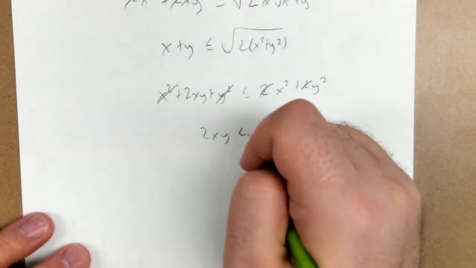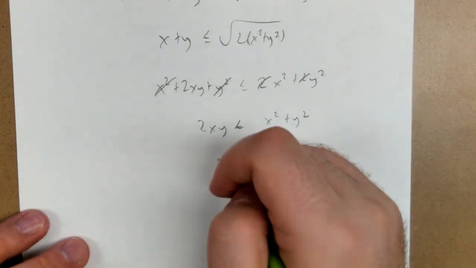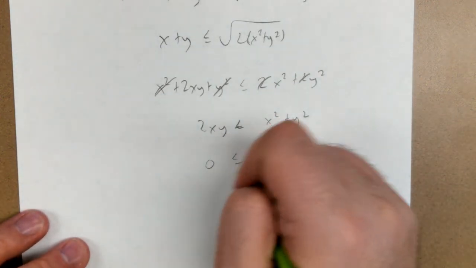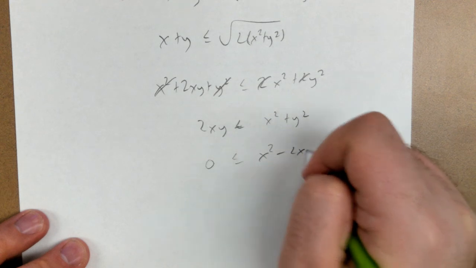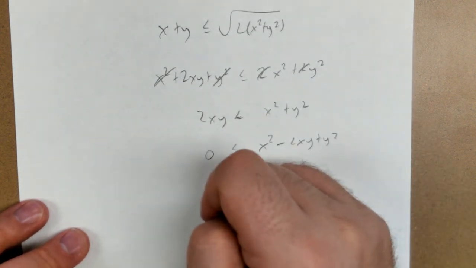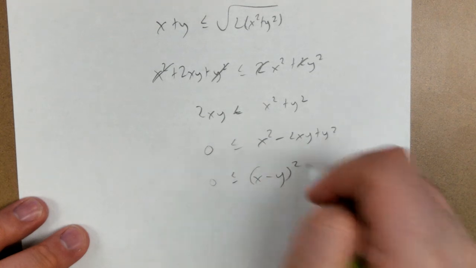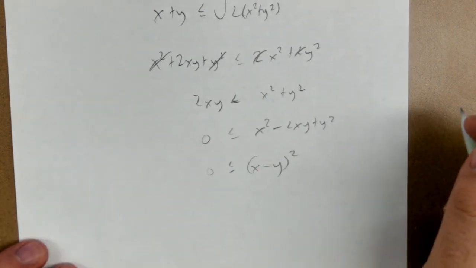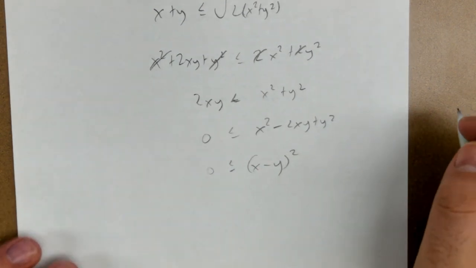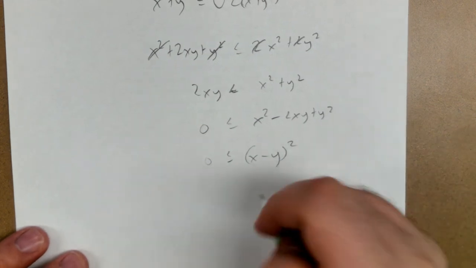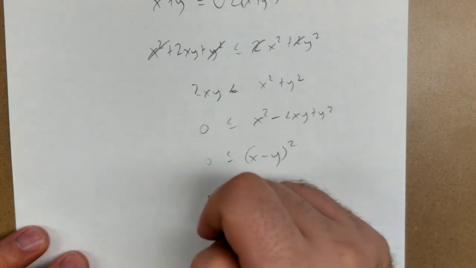Well, the simplest thing, I'm trying to get to something that is true. So something being positive makes sense. So if I move this over, I get the quantity x minus y quantity squared, which is a perfect square. So that is always positive. And this is only equality if x equals y. So this is equality.